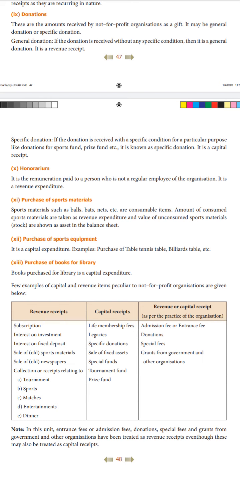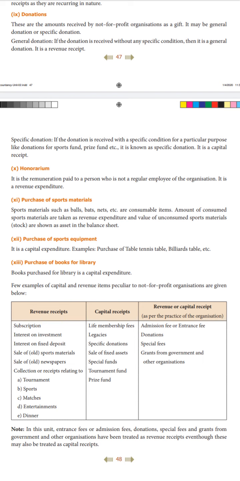Then comes purchase of sports materials. So again here, when we are purchasing sports materials, these are to be shown in the balance sheet. Because we will get certain amounts of opening stock and closing stock. Any amount of sports material which is being consumed alone will be taken as revenue expenditure. The other things, like unconsumed, that is closing stock of sports materials, will basically be taken into the balance sheet.